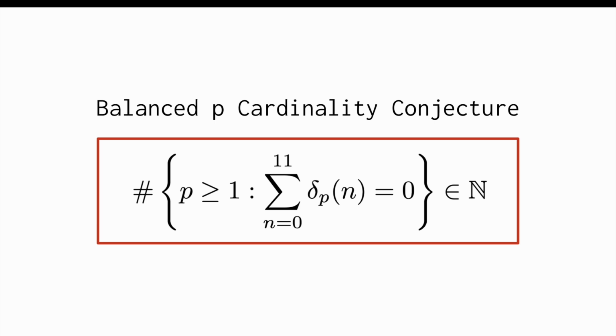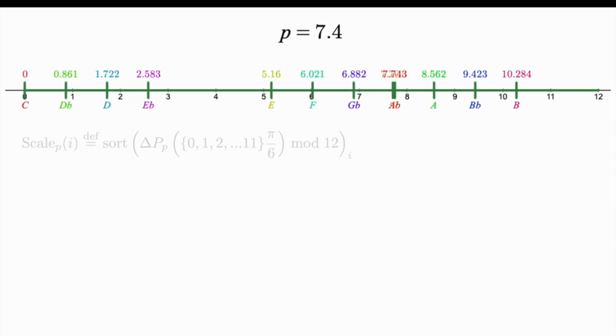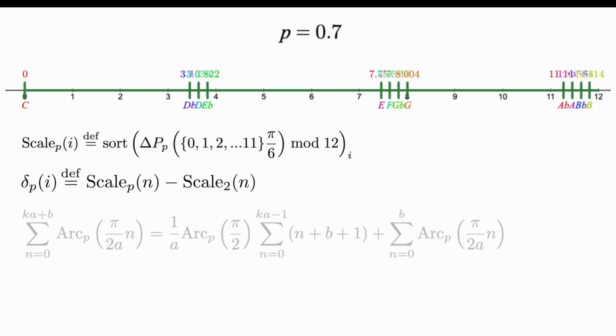Since the limit as p approaches infinity of Squircles exists, I pose that there are a finite amount of balanced p-values greater than 1. Oh boy, that's it. Balanced p. Let me know what you think.